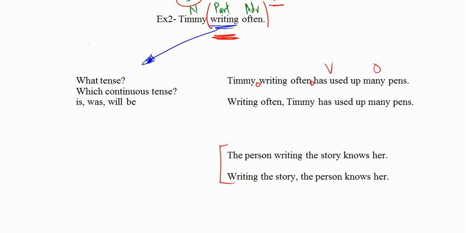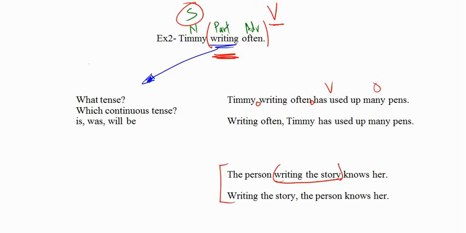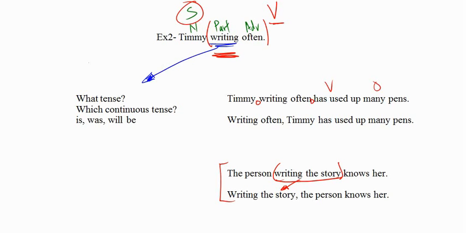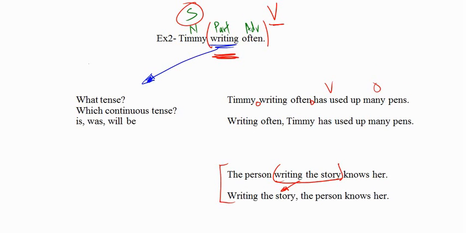So in this sentence, the person writing the story knows her. Writing the story forms a participle phrase. The way to figure out whether the meaning of a sentence is restricted or subordinated, whether the participle phrase is subordinated, is by rearranging the sentence. So take the participle phrase, put it at the front: Writing the story, the person knows her. When we rearrange the sentence that way, the meaning of it changes completely.